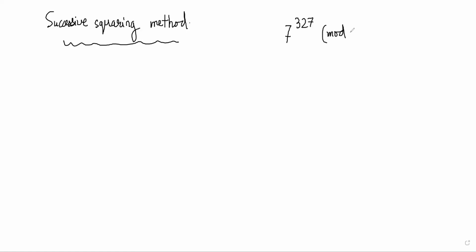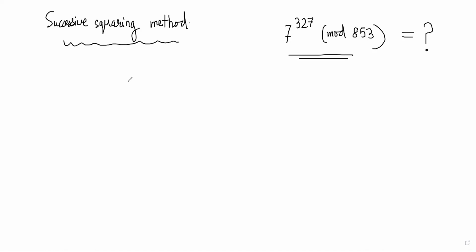Successive squaring method. It has a lot of applications. Like you can build a computer program which does the successive squaring for you. It's a simple algorithm which you can easily code, and you'll be able to get very high powers modulo m, right? So let's try to understand the method with an example. My job is to find 7^327 mod 853.